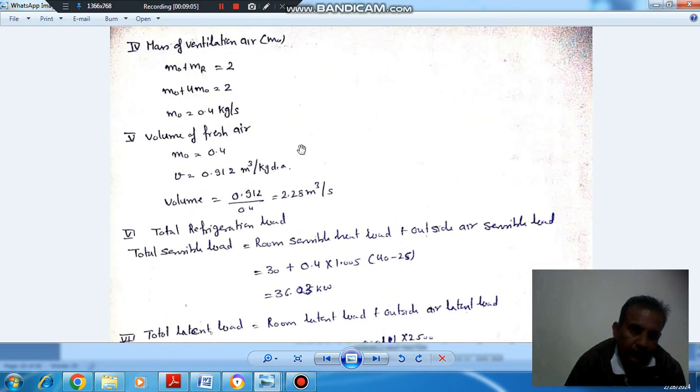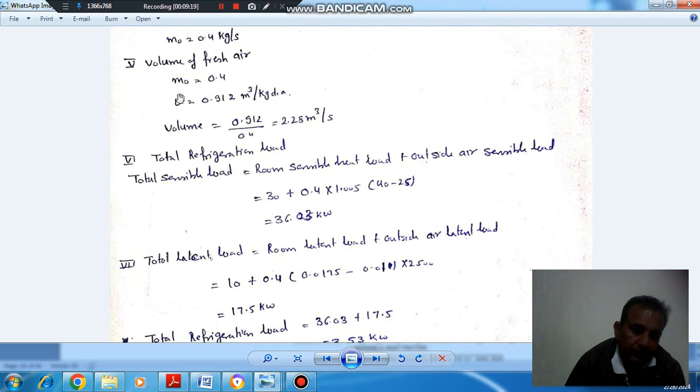So next is mass of ventilation air. Total air is 2 kg per second, that is room air plus outside air, and the ratio of room air to outside air is 4:1. So outside air comes to 0.4 kilogram per second. And volume of fresh air is mass times specific volume.